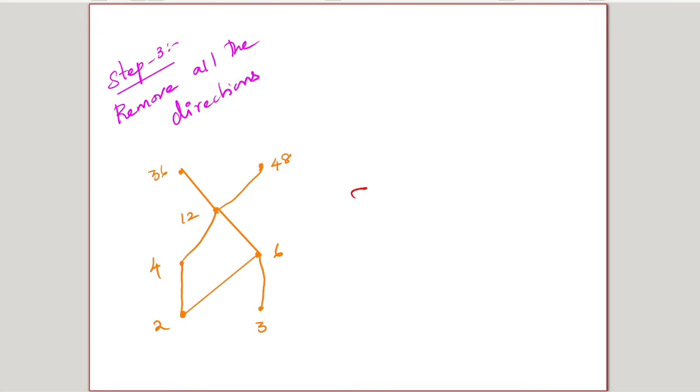So this is the required Hasse diagram. So the Hasse diagram is used to represent a partial order relation in a simplified manner.